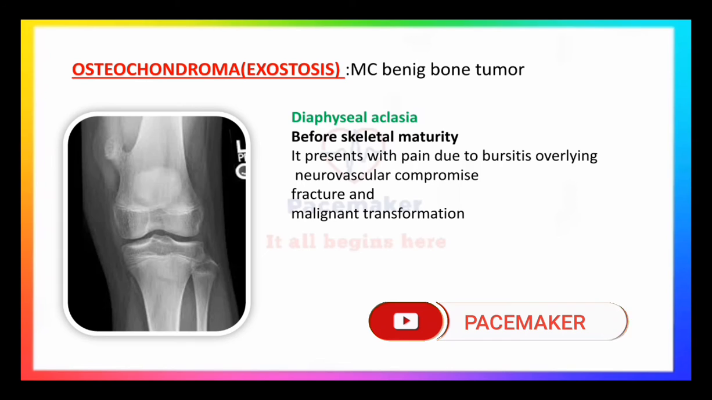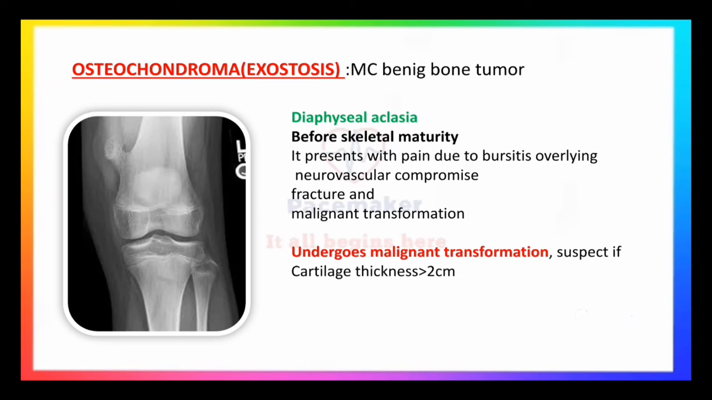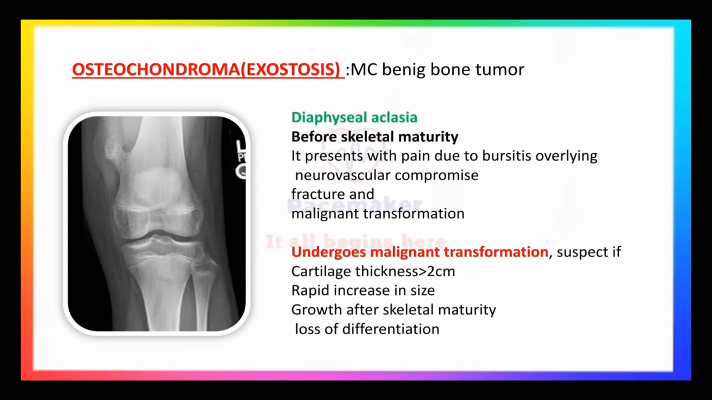This is very important. How to suspect in a case of exostosis whether malignancy has developed or not? There are a few indicators which tell us whether there is malignant transformation. They are cartilage thickness more than 2 cm, rapid increase in size, growth after skeletal maturity, and loss of differentiation. All these 4 points tell us that there is malignant transformation.